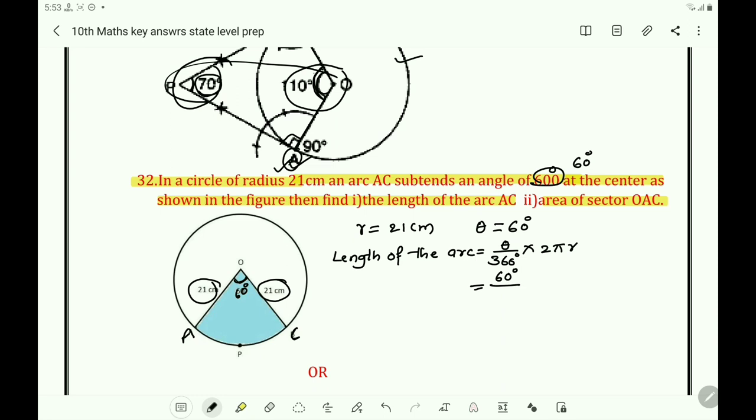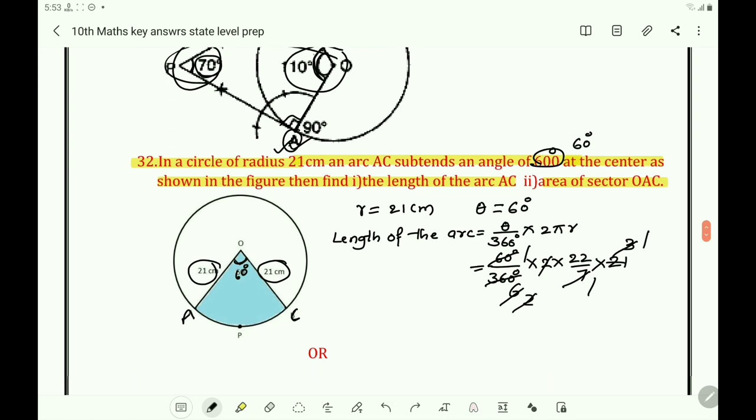60 degrees by 360 degrees into 2 into, what is the value of pi? Pi value, you know, that is 22 by 7 into r. r is 21 cm. Then 6 1s are 6, 7 3s are 21, 3 1s are 3, 2 2s cancel. So what is remaining here? In the numerator 22, and in the denominator 1. So length of the arc is 22 centimeters.